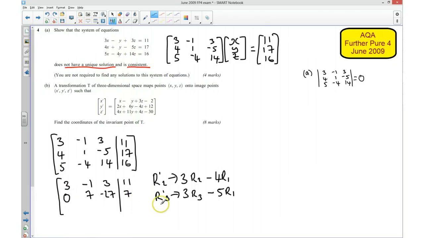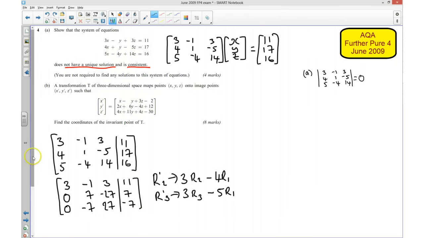Okay, the bottom row, I'm going to do 3 times row 3 take away 5 times row 1, so 15 take away 15 is 0, 3 times negative 4 is negative 12, take away or plus 5, which gives us negative 7, and then I've got 3 times 14, which is 42, take away 15 is 27, and 3 times 16 is going to be 48, take away 55 is going to be negative 7.